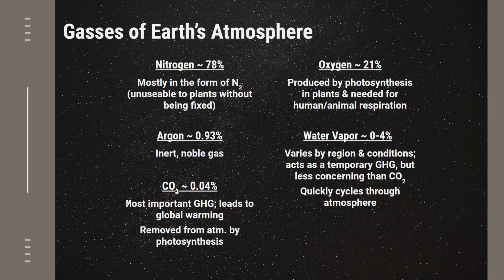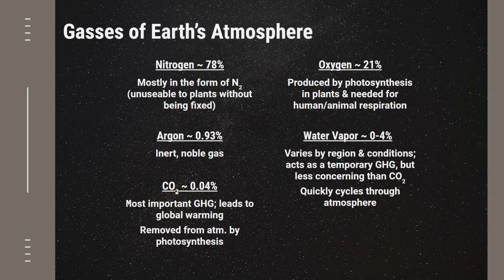Before we talk about Earth's layers, we are going to run through the basic abundance or percentage that each of the gases in Earth's atmosphere represents. First, we have nitrogen at about 78%. Remember, though, that most of this is in the form of N2 or nitrogen gas, which really is not reactive or usable for plants on Earth without being fixed by bacteria in the soil or by humans combusting fossil fuels to create synthetic nitrogen fertilizers.